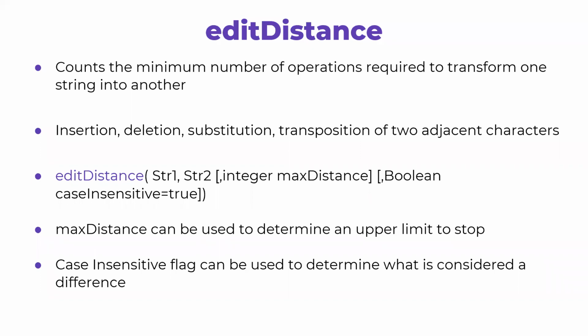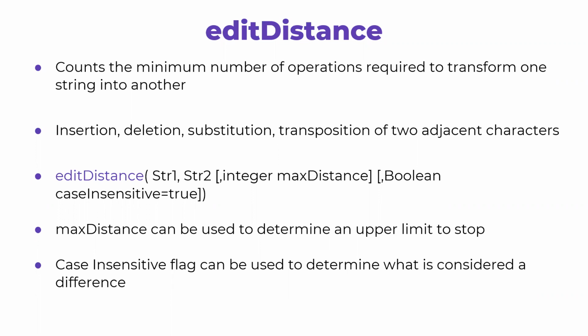So starting off with edit distance. Edit distance counts the minimum number of operations required to transform one string into another. Now this includes insertion, deletion, substitution, and transposition of two adjacent characters, which essentially means swapping the positions of two characters that are right next to each other.